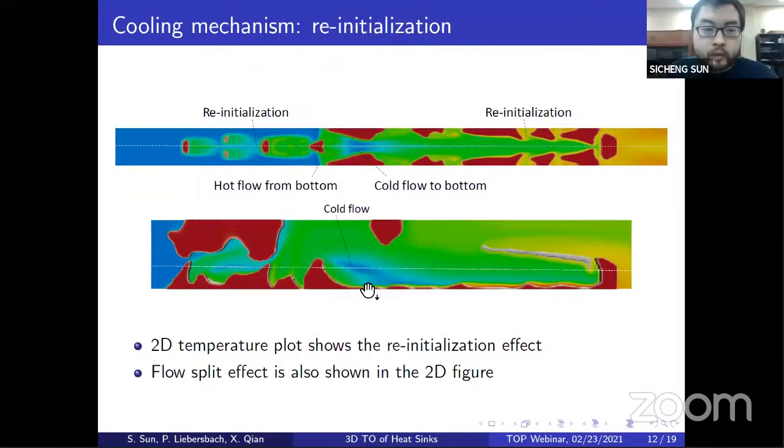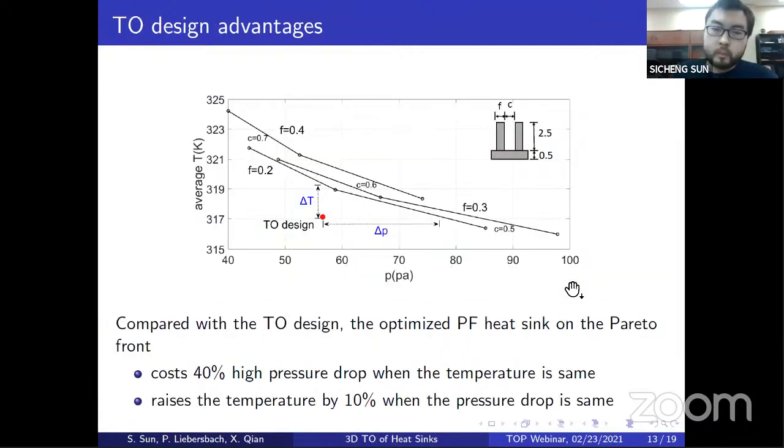We also observed a flow split effect, which we mentioned previously in the 2D figure. You can see there is a lot of cold flow with blue color sent to the bottom layer of the channel in the downstream region.